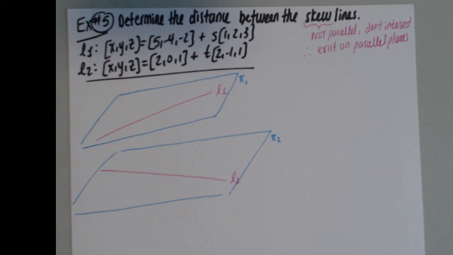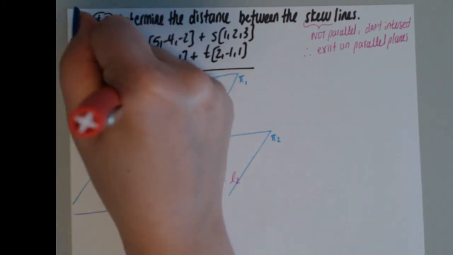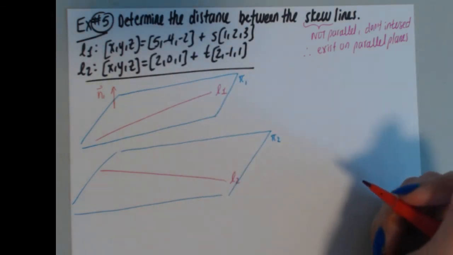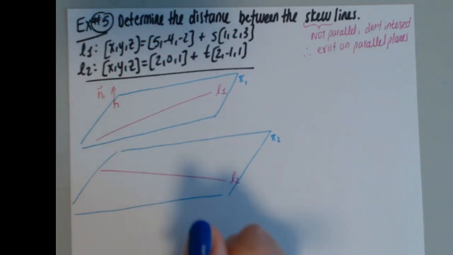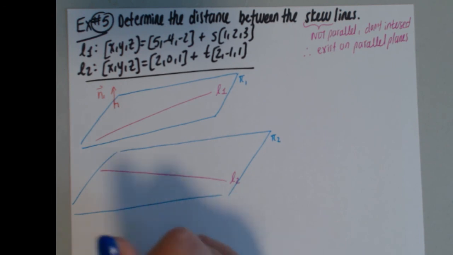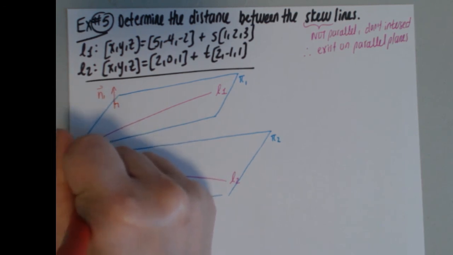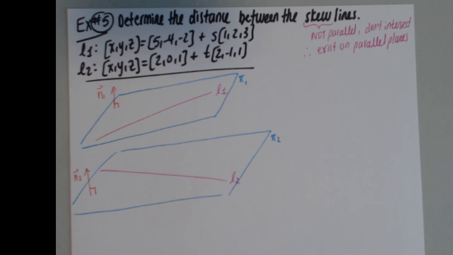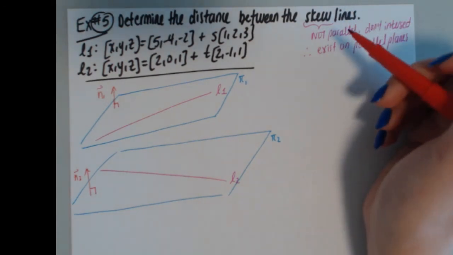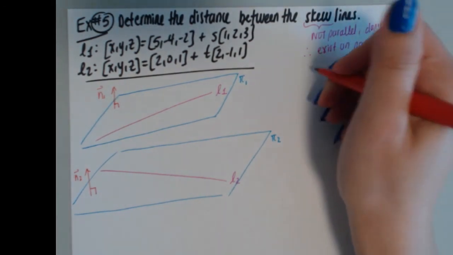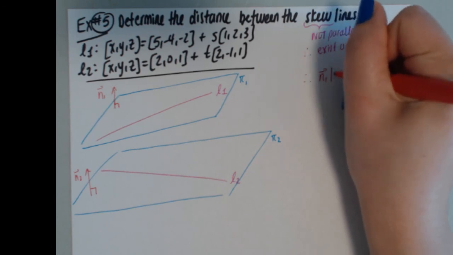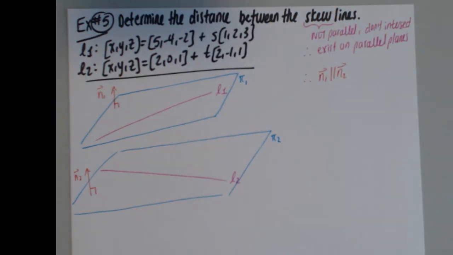Now, the normal on pi 1, it either will go up and it's perpendicular to the plane, or it might go down and it's perpendicular. Either way, it's perpendicular to pi 1. So I'm just going to draw it up for now. The normal on pi 2, we can call that N2. Same idea, it's perpendicular to the plane. It might go down, it might go up. I'm just going to draw it going up for now. Now, since the planes are parallel, and I have to state that, therefore I can say that N1 is parallel to N2. Okay, so that's also an important thing to point out.